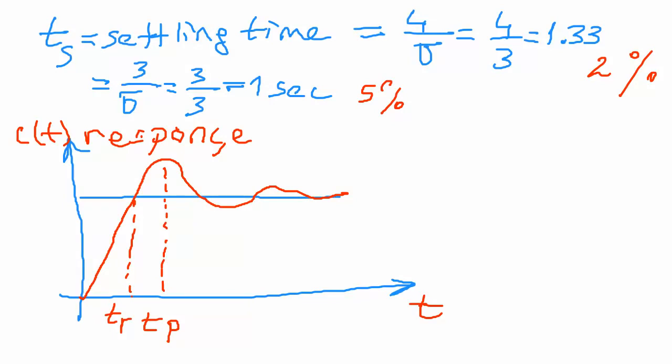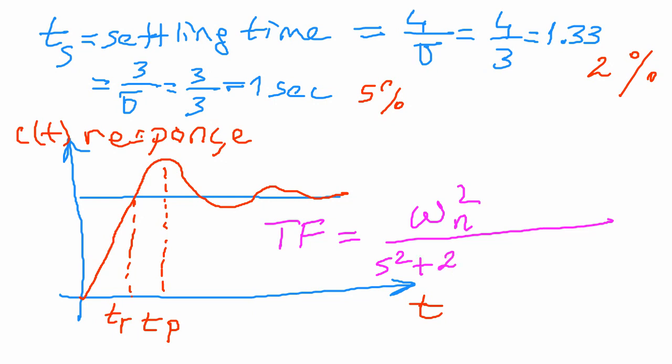Last week I have already shown that for a mechanical system or electrical system there are equivalent laws, that the transfer function, omega n square over s square plus 2 zeta omega n s plus omega n square, is represented by either an electrical network or a mechanical network. We have already proved that one.